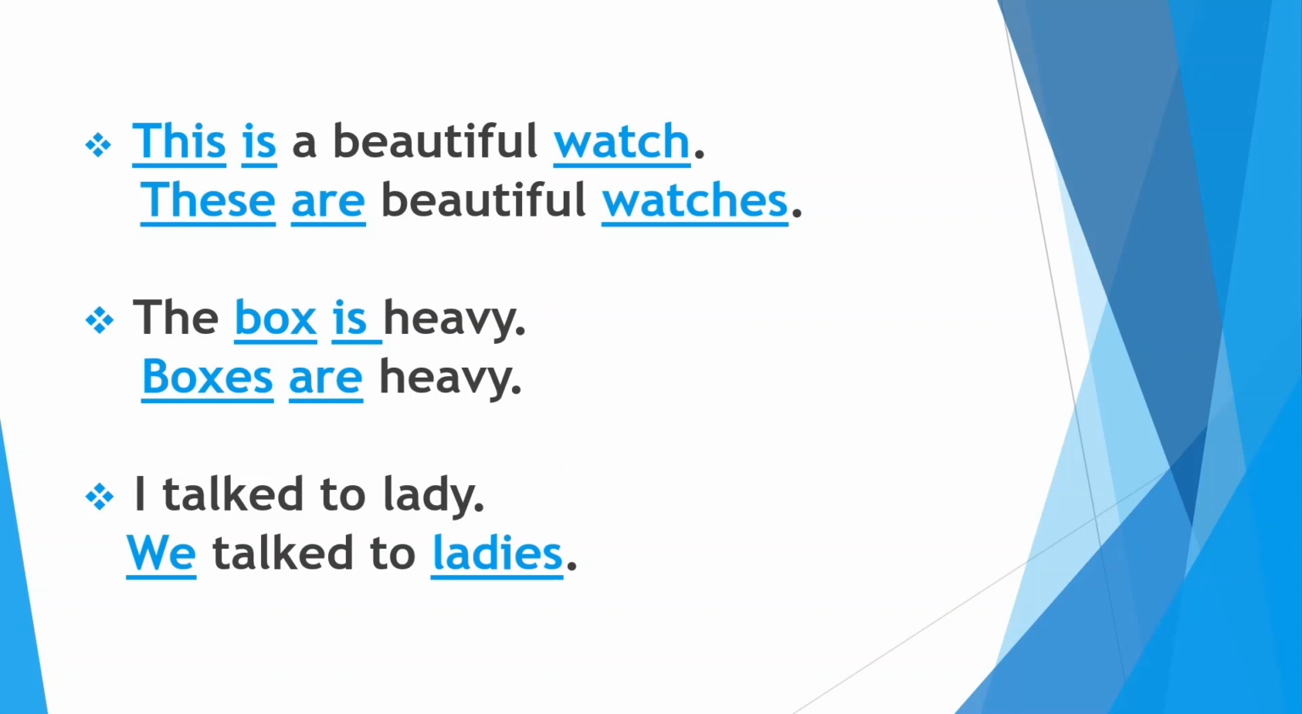Now the next sentence: this is a beautiful watch. Now in this sentence, the underlined words are this, is and watch. So you have to make the plural forms. The plural form of this is these, the plural form of the verb is is are, and the plural form of the noun watch is watches. So the correct plural form sentence is: these are beautiful watches. Again, the plural form of watch is watches, as we learned that if the ending letters are ch, then you have to add es to the noun to make it plural.